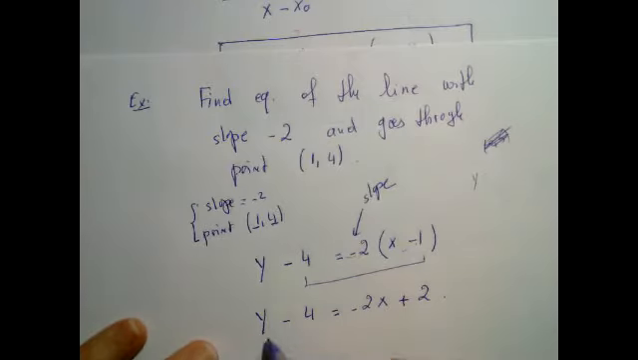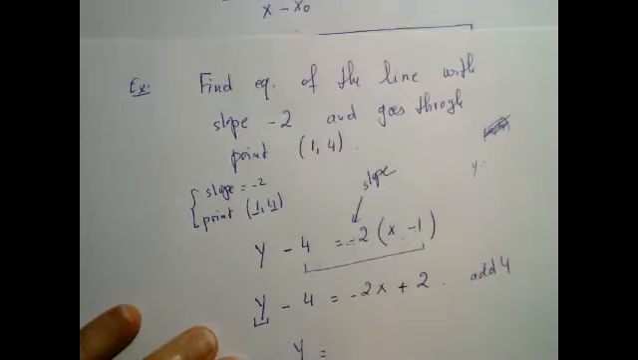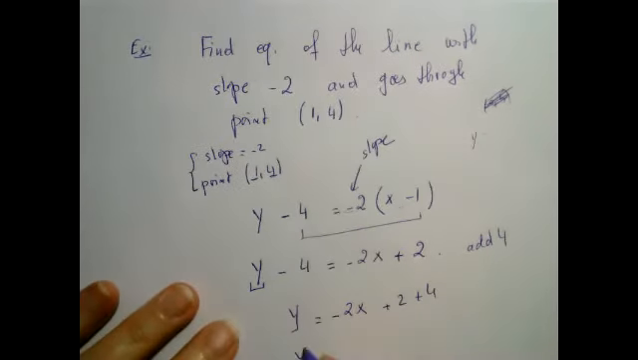All right. So now we're going to solve for y. So we're going to add 4 to both sides to solve for y. And that would give me minus 2x plus 2 plus 4. It means the equation will become y equals minus 2x plus 6.